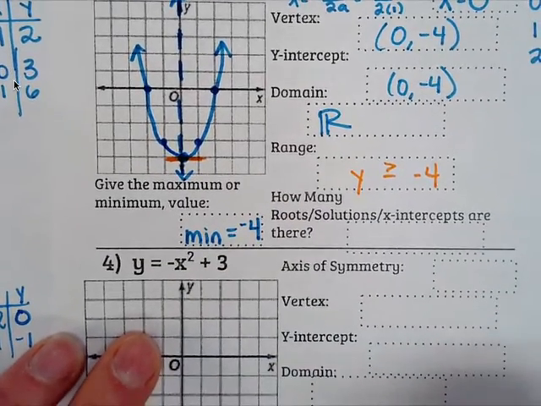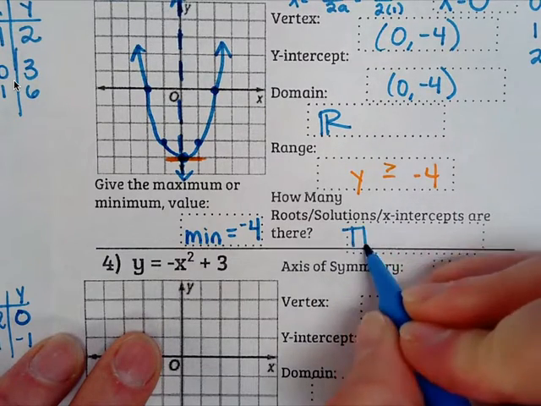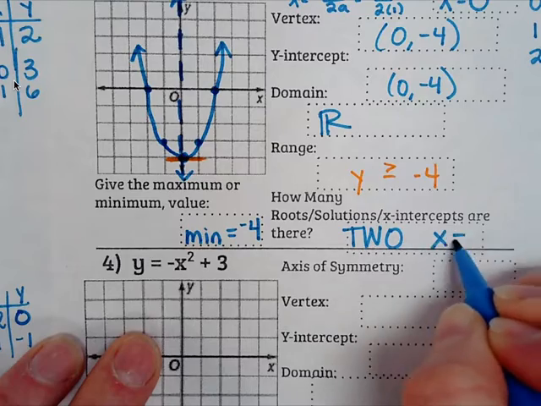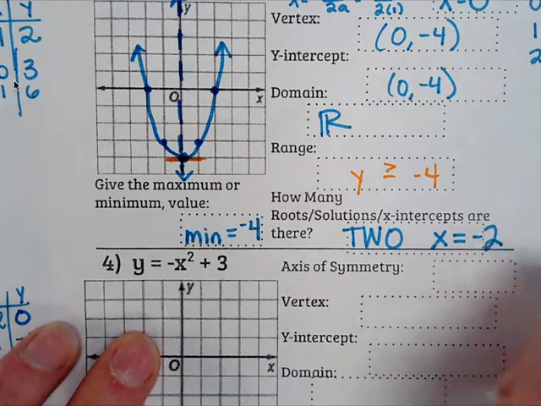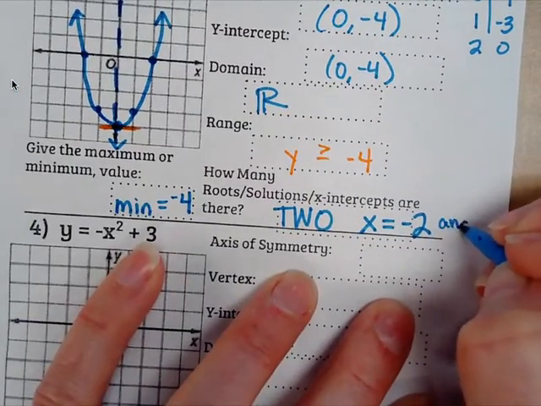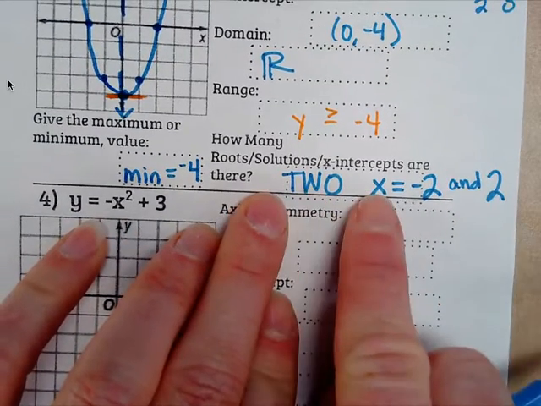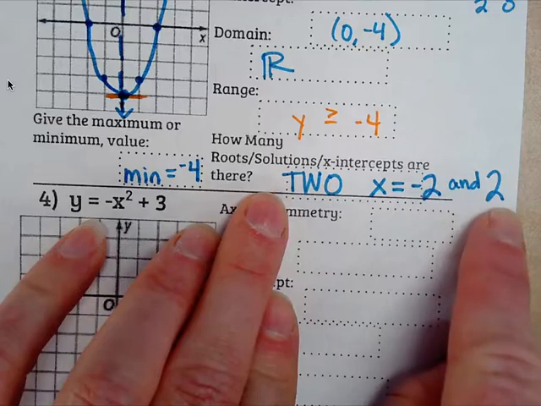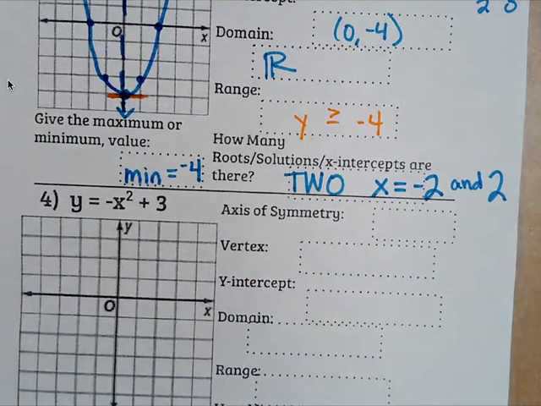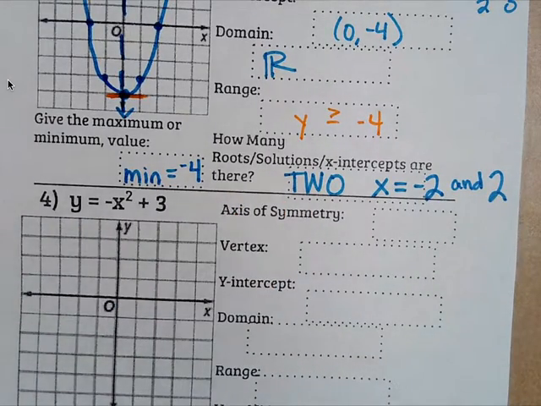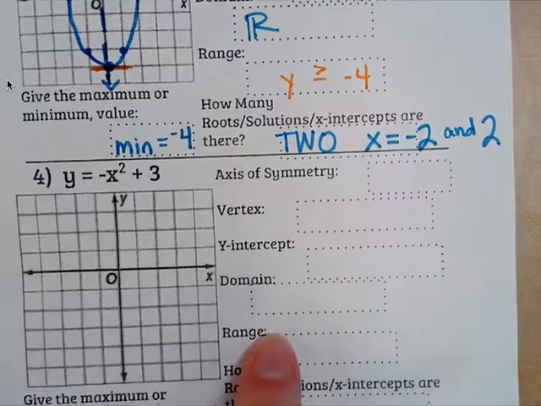And then how many roots, solutions, x-intercepts are there? 2. 2. And what are they? X equals -2 and 2. So this is how I'm going to write it. I have 2 of them. X equals -2 and 2. Because if I put the number 2, it might be confusing because it'll be like, well, what is 2? Is 2 where it goes through, or is 2 how many we have? Okay, go ahead and do this last one.